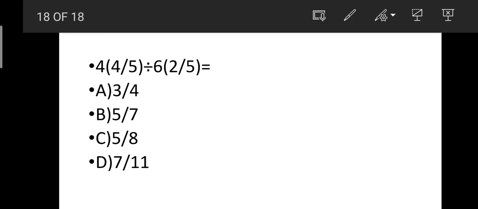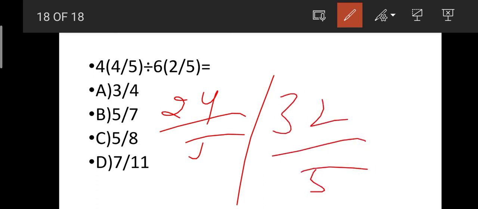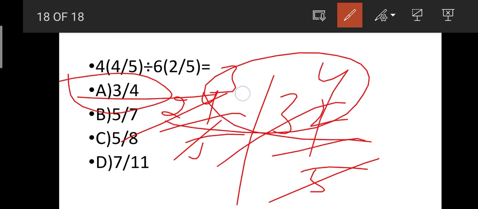See friends, this is a very simple question. Most of you can solve it very easily. 4 by 5, we can write it as 24 by 5, divided by 6 2 by 5, we can write it as 32 by 5. Okay, if we cancel these two, it's nothing but 8 3s are 24, 8 4s are 32. So our answer will be 3 by 4. I think you understood this.